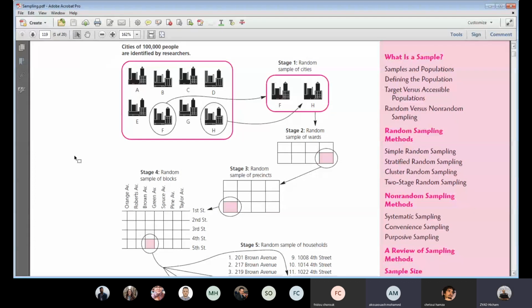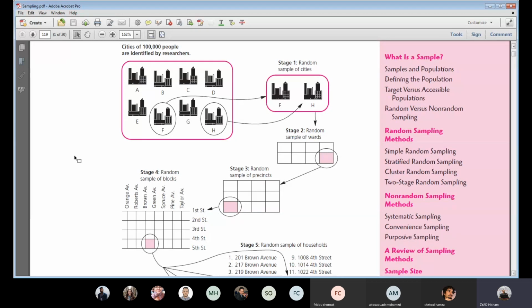Okay, good. Right, right. I think that is clear. It's clear the difference between target and accessible. Target is the population that you are aiming at, and the accessible one is the one that it's convenient for you to get to. Okay, but again, when I use convenient, it doesn't mean that you are using convenience sampling.